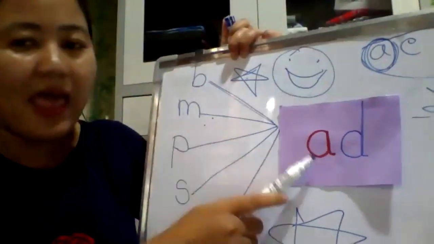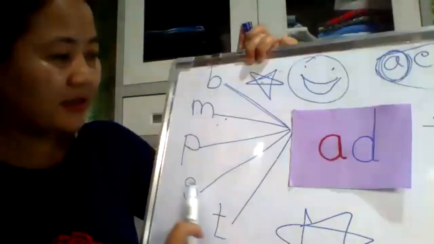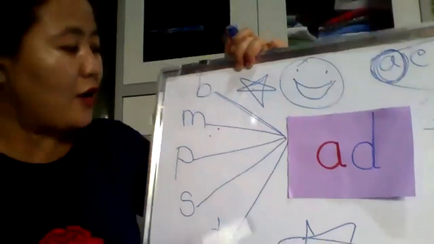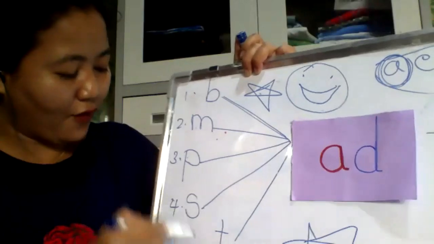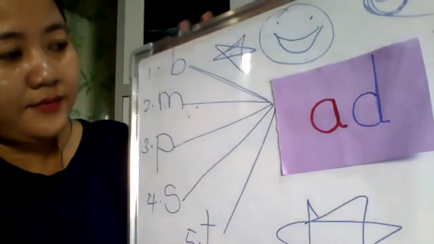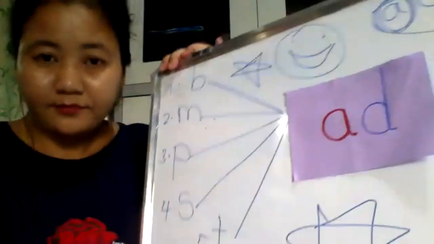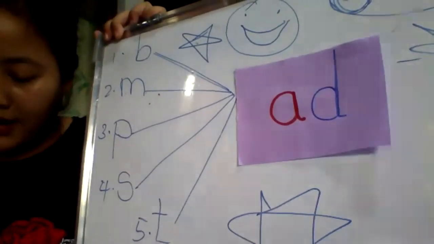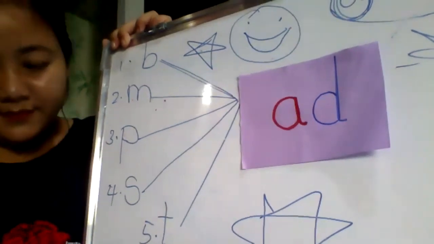Bad, bed, med, head, sad, ted. This is the time to write. Write the number one, two, three, four, five. Okay. Write it down. Get to it.